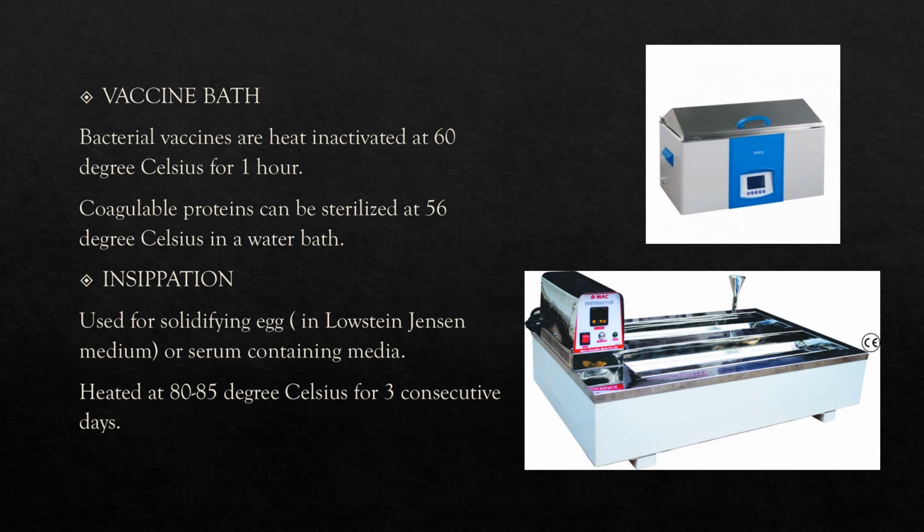Now we'll be learning about inspissation. Inspissation is basically used in Lowenstein-Jensen medium or serum-containing medium for solidification of the egg. This is heated at 80 to 85 degrees Celsius for 3 consecutive days.